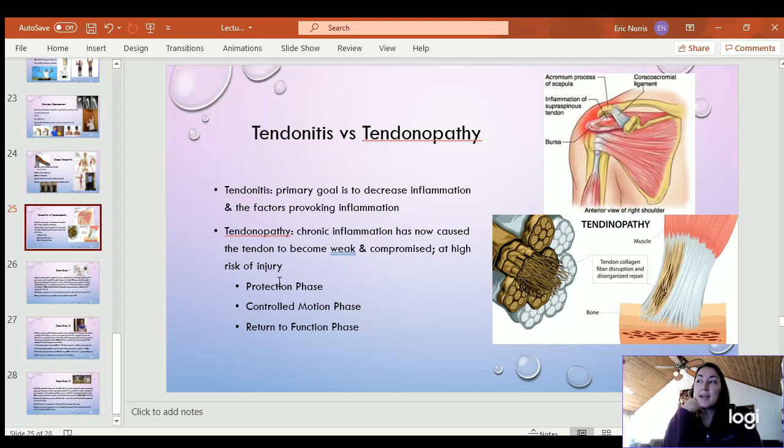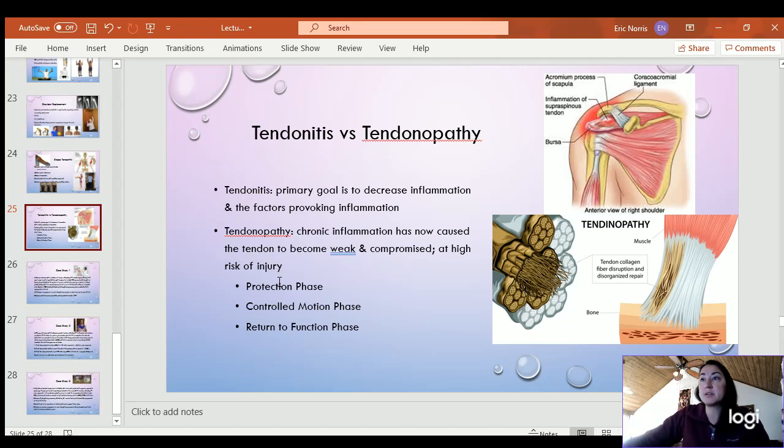Now with that, as far as modalities, I like ultrasound for tendons. I find my patients typically like it, so I could use it for tendinitis or tendinopathy. If it's acute inflammation, I would use pulsed. If it's more chronic inflammation, then I would use continuous. But that is a great way to really help heal a tendon.